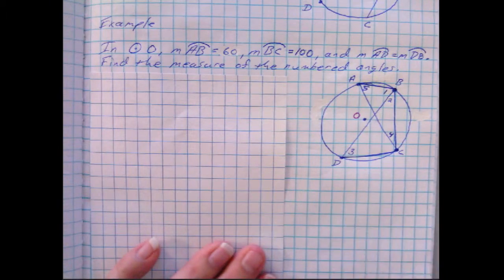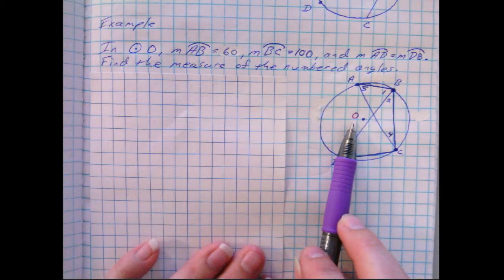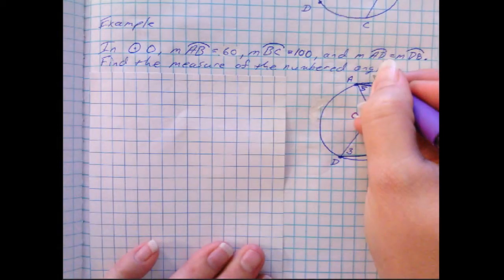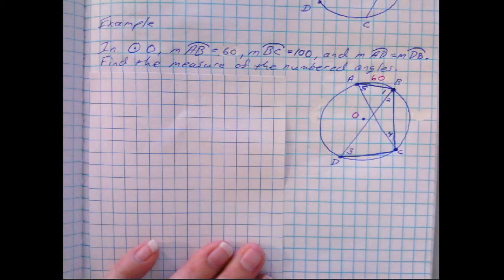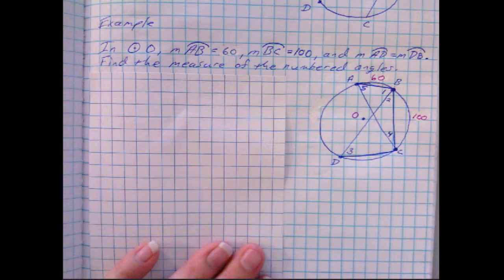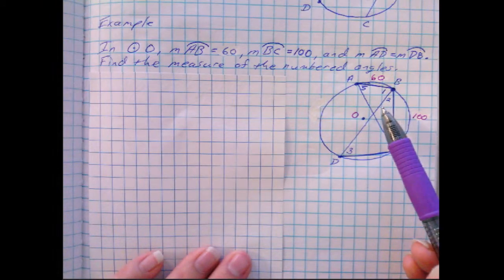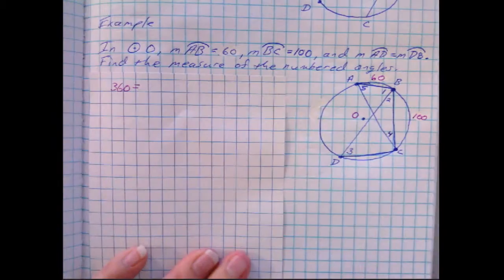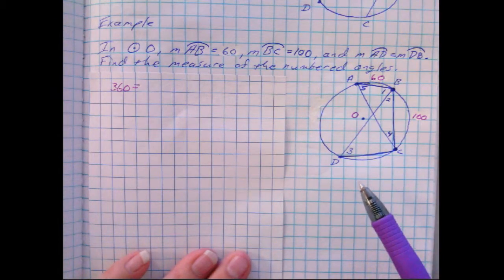So we have our picture here. We have circle O. We have a couple different pieces of information that they give us. They tell us the measure of arc AB is 60, so we're going to mark that as 60. And the measure of arc BC is 100, so we're going to mark this as 100. And then they also tell us that the measure of arc AD equals the measure of arc DB. Okay, so I'm going to start out, instead of finding my angles first, I'm actually going to find all of the arc pieces. So whenever I'm trying to find my arc pieces, I'm going to look at the whole, so it's 360 equals what pieces do I need to add together to get that 360.